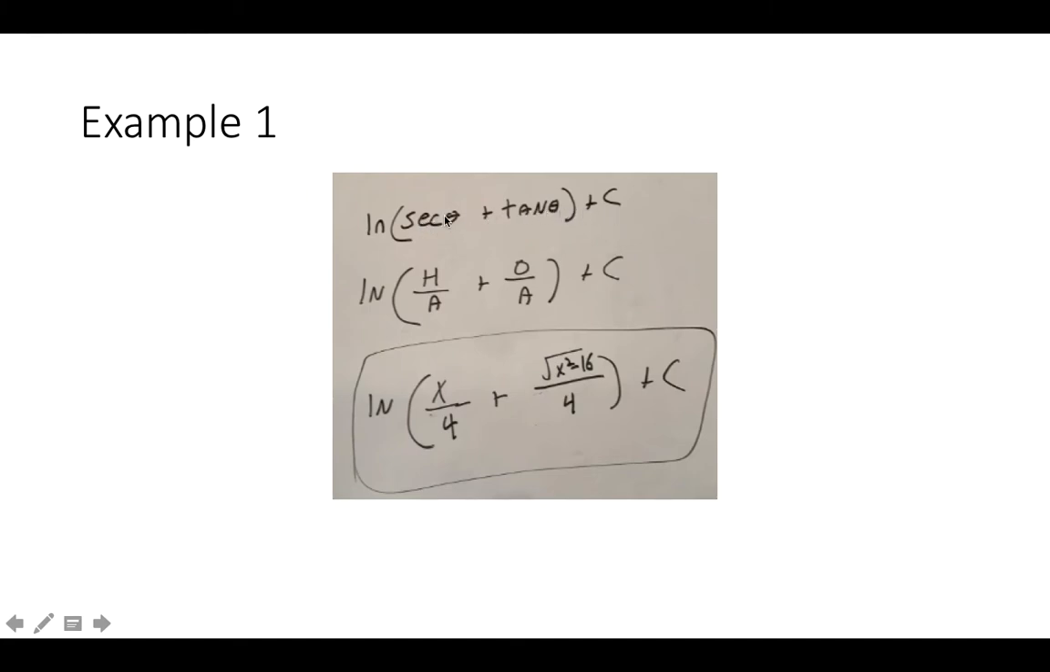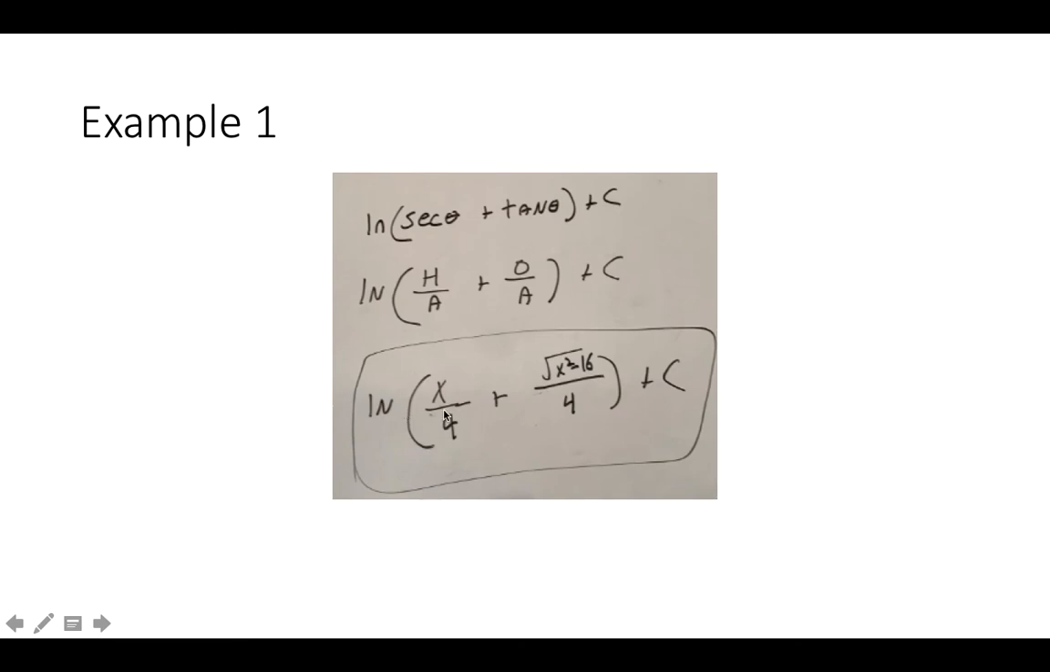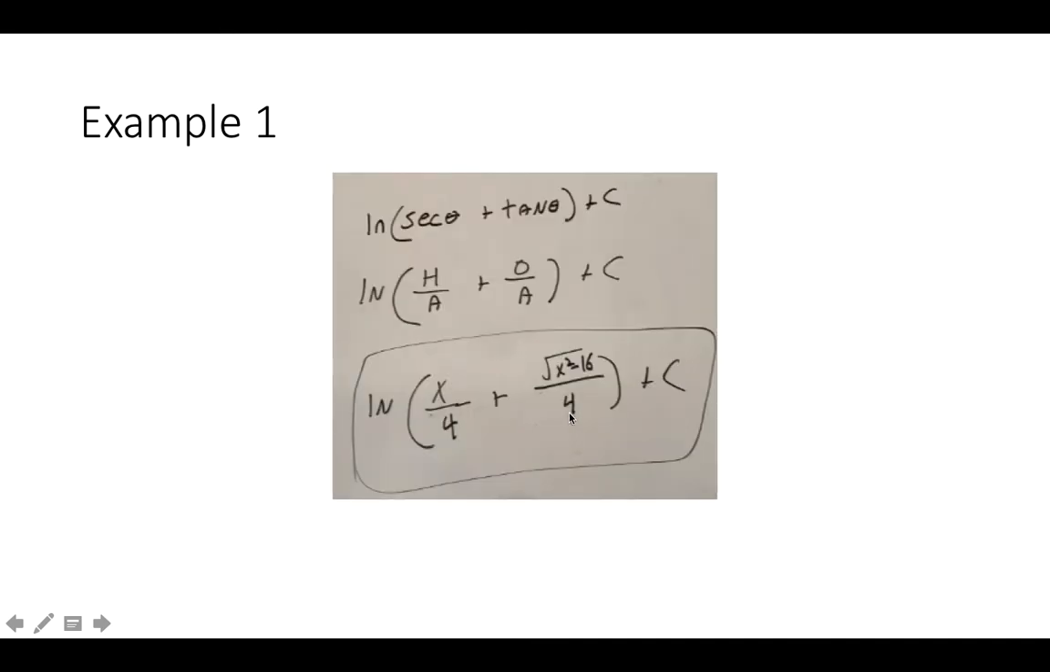So we're going to plug the information in. Secant theta is hypotenuse over adjacent plus tangent theta, which is opposite over adjacent. Our hypotenuse is going to be x, so we plug x in. Our adjacent is going to be 4, so we plug 4 in, and our opposite side is going to be the square root of x squared minus 16. So we plug that in, and there's your answer. That is how you would solve a secant theta problem.